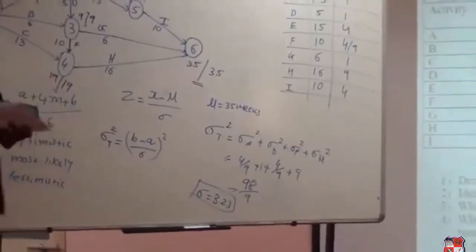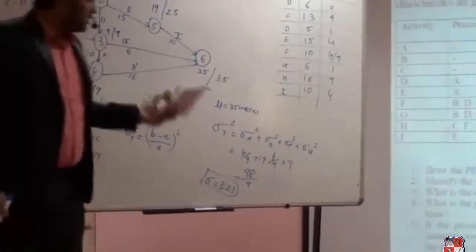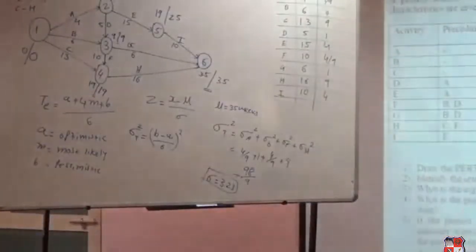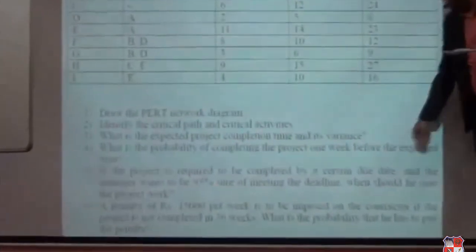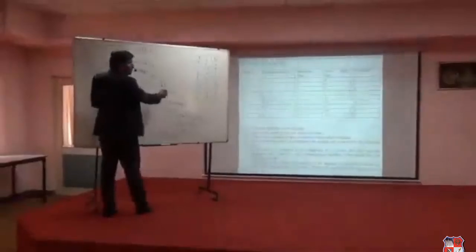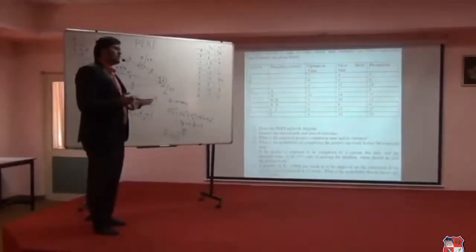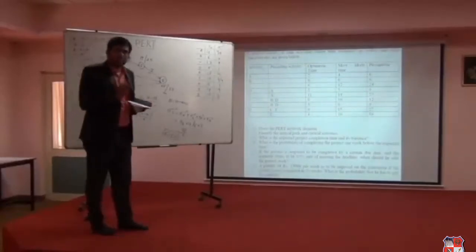Now let us go for the last question of this particular example. That question is asking what is the probability? This is the most important part. What is the probability of the completion of the project 1 week before the expected time? I repeat, 1 week before the expected time. So what is the expected time? It is 35. One week before the expected time is 34 weeks. So they want to find the probability of completing the project before 34.